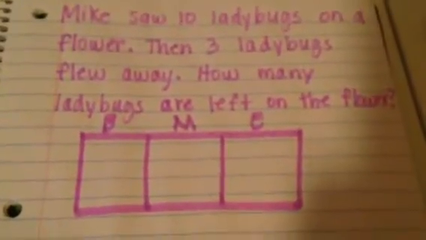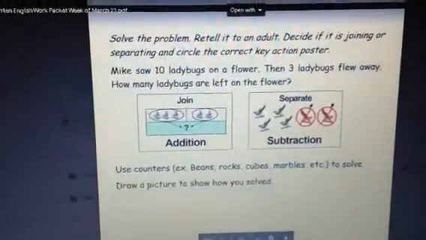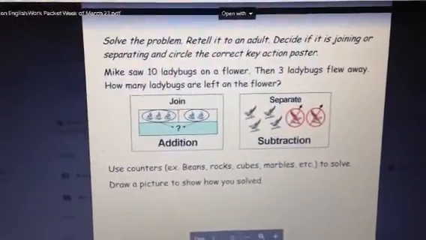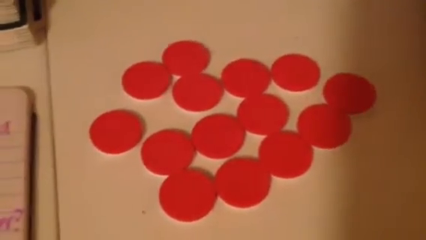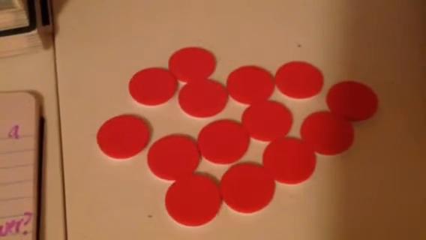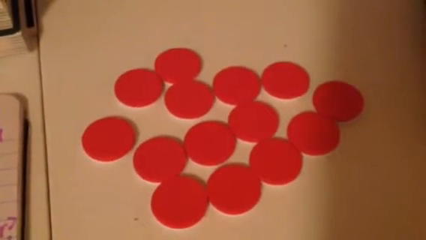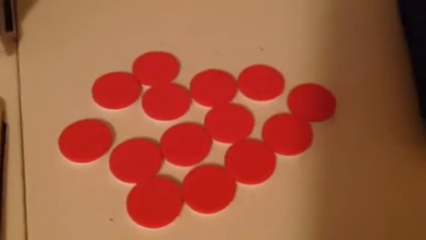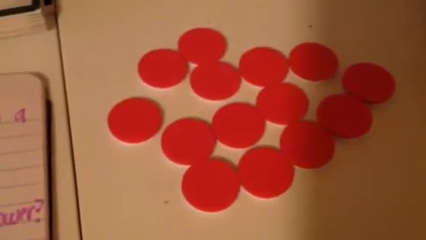We're going to work on our problem of the day. I have it written down right here. I also have our key action posters that we're going to use to determine what action we will be using to solve our problem. And I also have some chips to use to solve the problem as well. If you don't have any chips or cubes, you can use macaroni, rocks, marbles, you can even use candy. Just use what you have at home, all right?